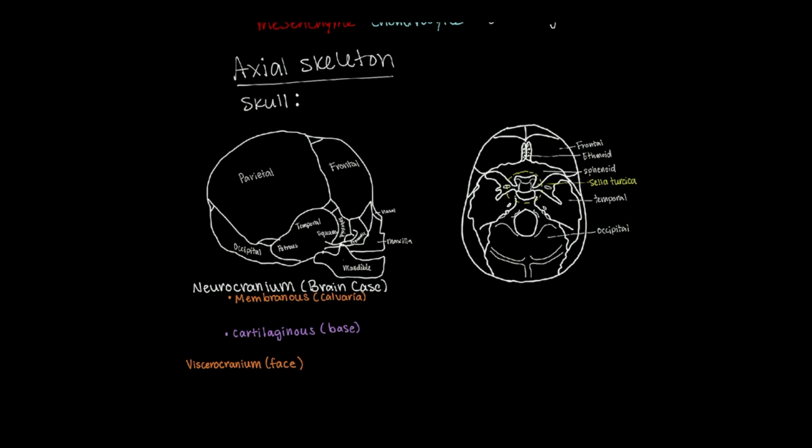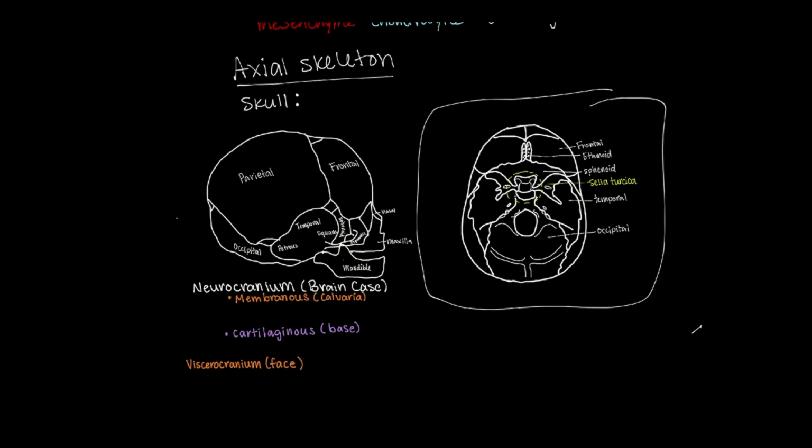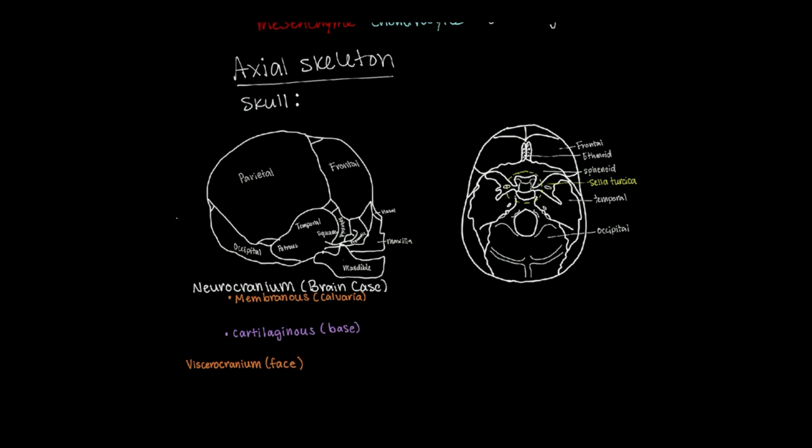If you could imagine, if I were to remove the calvarium like this and take a look on the inside, this is what I would see. That'd be that skull base. That'd be the cartilaginous part. And then finally, there is the viscerocranium, and this is generally where that viscerocranium would be located. Those make up the bones of the face.